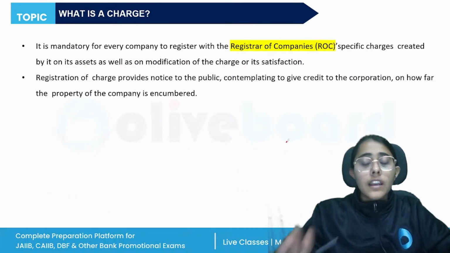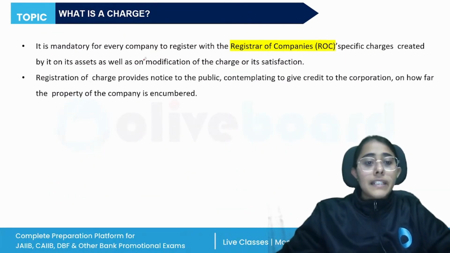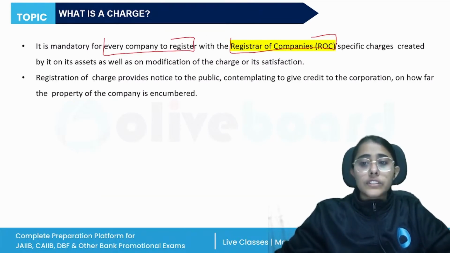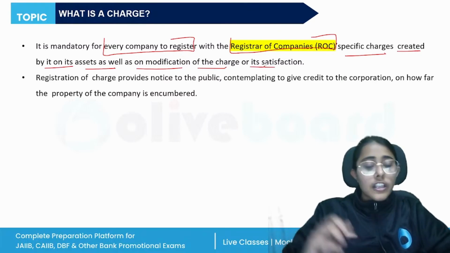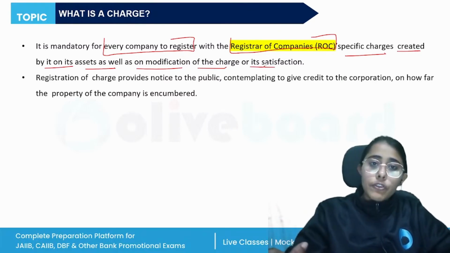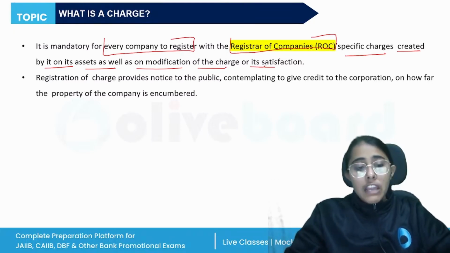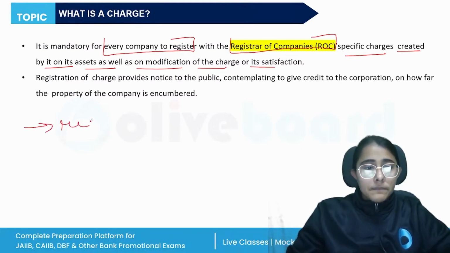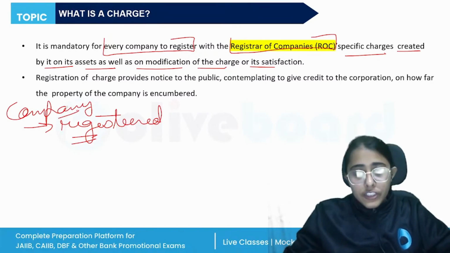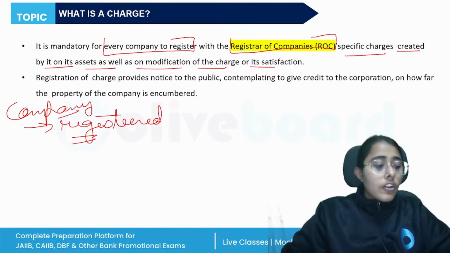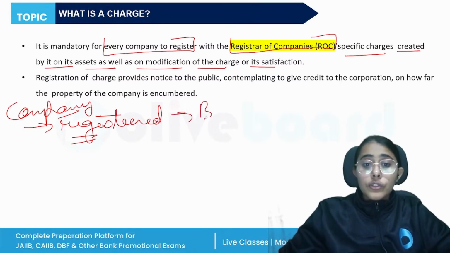Now, the most important topic of this chapter: it is mandatory for every company to register with the Registrar of Companies, the ROC, specific charges that are created by it on its assets, as well as modification of the charge or its satisfaction. So three things are there. There are different forms that have to be filled and submitted to the ROC. When the charge is first being registered, it is the responsibility of the company taking the loan to get it registered. But there are provisions that if the company has not gotten the charge registered, then the bank can also get it registered.